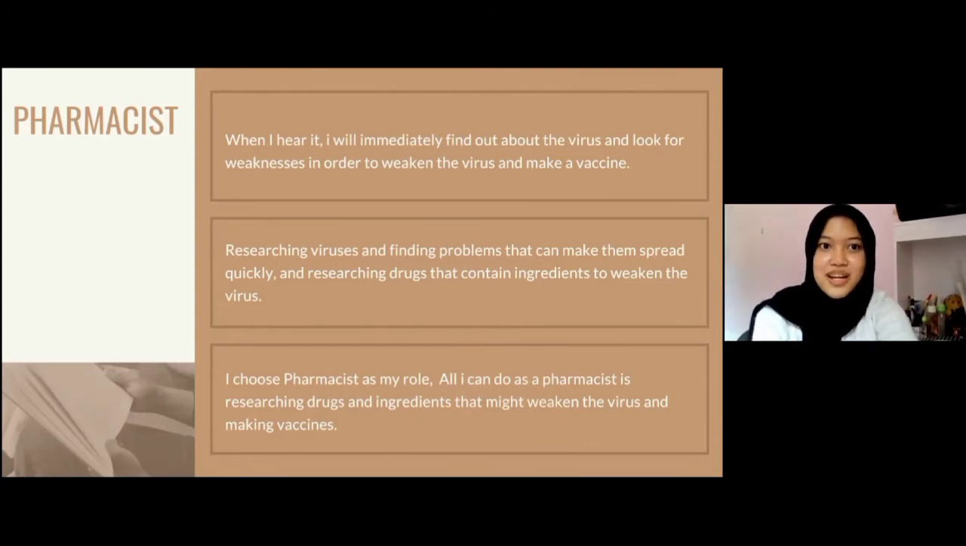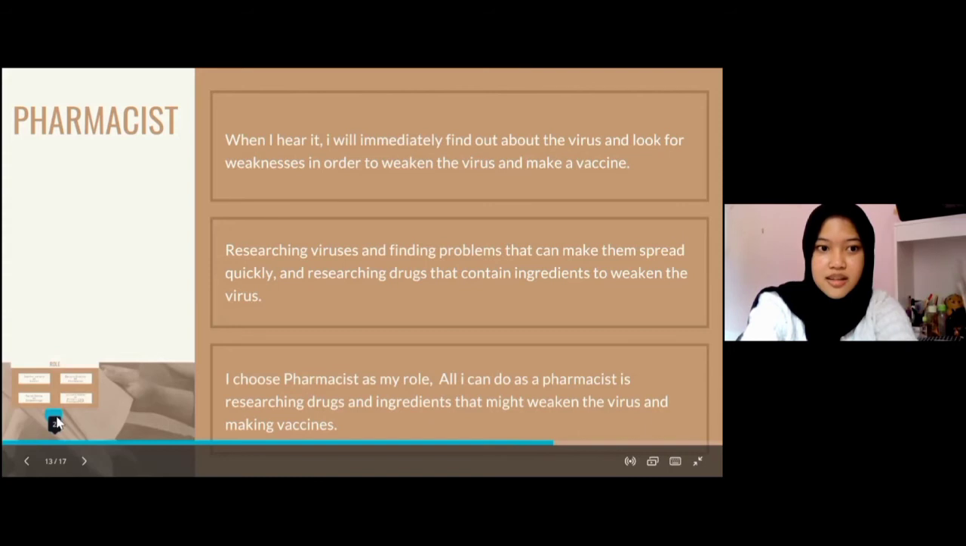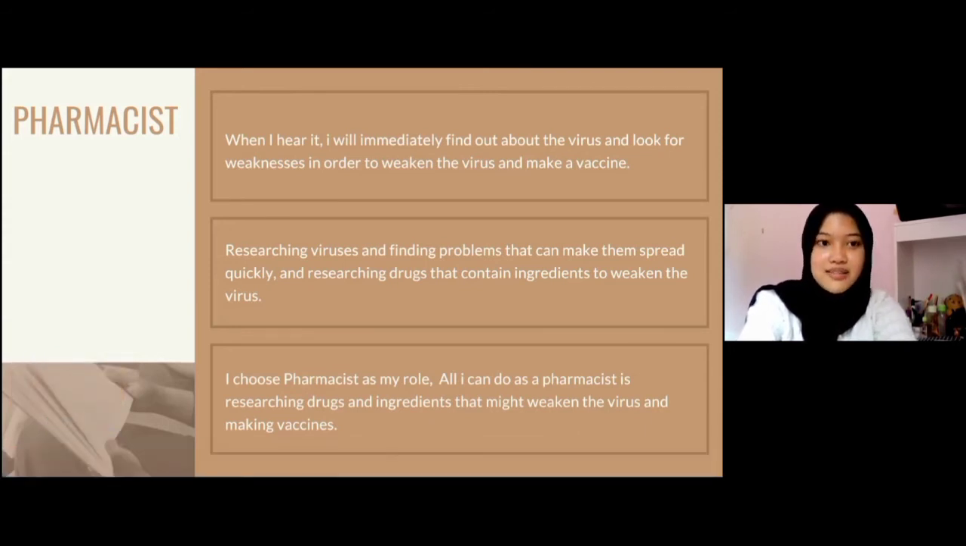For the first question, when I hear about it, I will immediately find out about the virus and look for its weakness in order to weaken the virus and make a vaccine. For question 2, I will research the virus and find the problems that can make it spread quickly, and research drugs that contain ingredients to weaken the virus. And for the last question, I choose pharmacist as my role. All I can do as a pharmacist is research drugs and ingredients that might weaken the virus and make a vaccine.